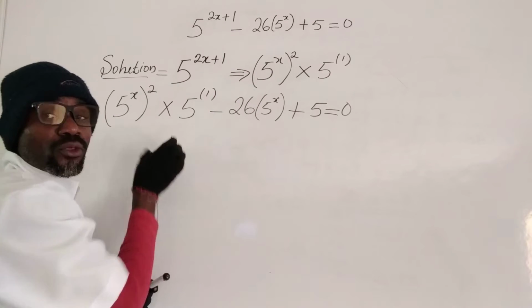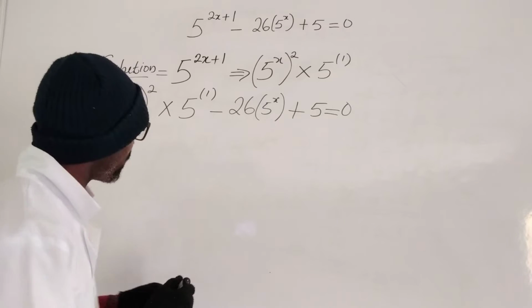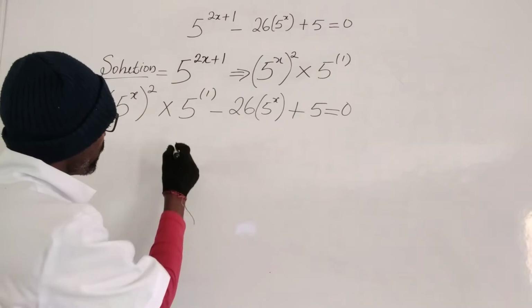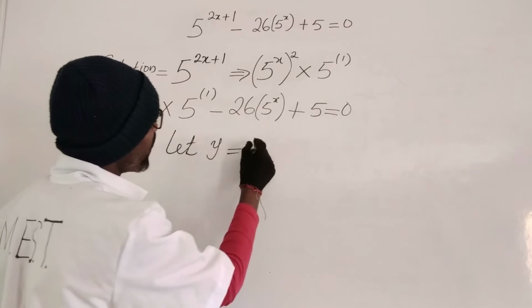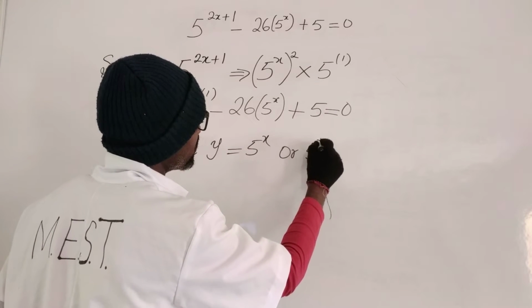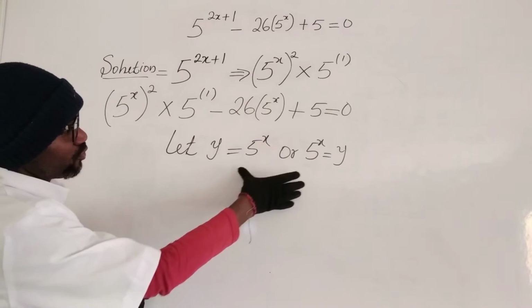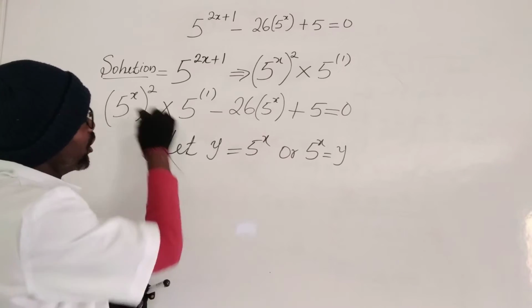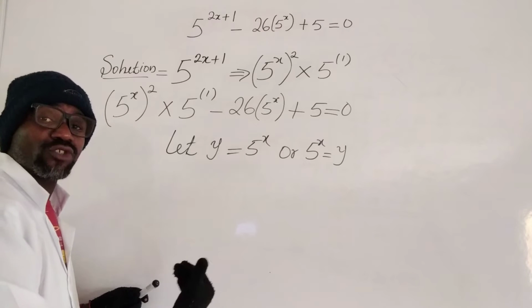Now we define a variable. That variable can be any of the 26 letters, and we are taking y is equal to 5 to the power x, or we can say 5 to the power x is equal to y. Then we substitute. Wherever we see 5 to the power x, we substitute with y in the expression given.